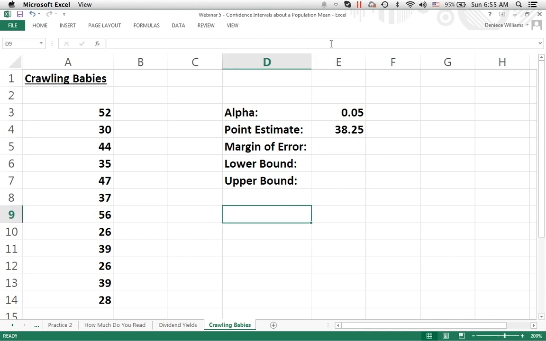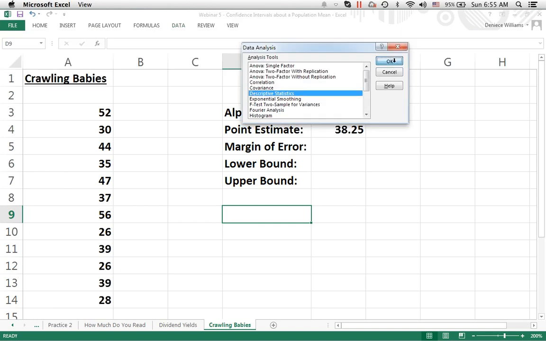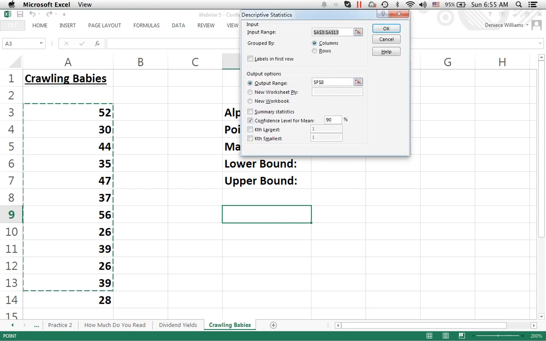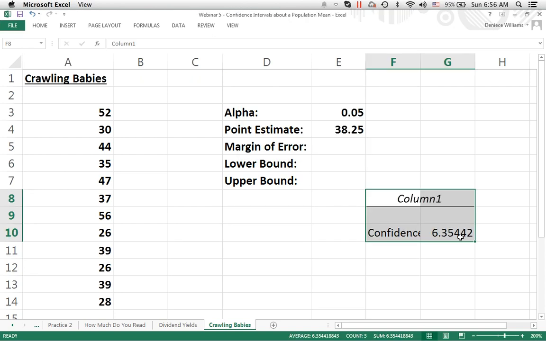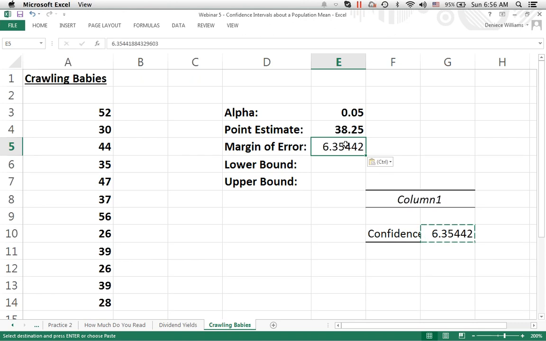I'm going to go ahead and use the analysis toolpack. So data analysis, descriptive statistics, okay. A through A14. Output range, okay. And it's a 95% confidence level. So I have a confidence interval, a margin of error of 6.35442. I copy and paste that there.